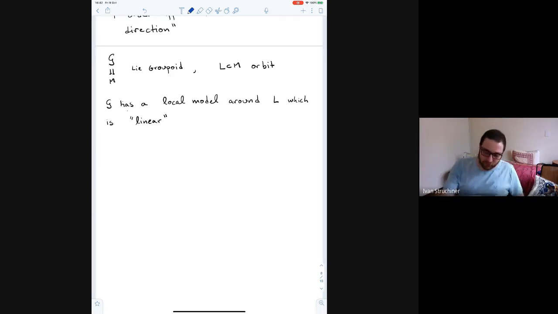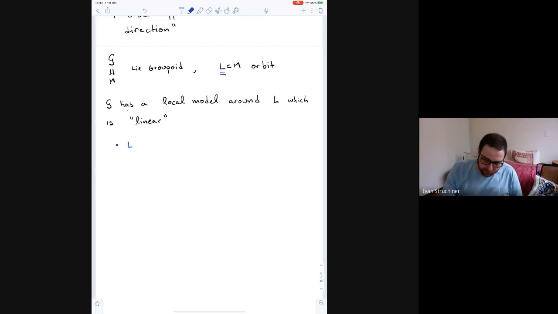So start with a Lie groupoid G over M. L is an orbit of your Lie groupoid, and then there's a local model around L. Thank you for turning your camera on, Marcus. That's very helpful. And it's something which is linear around L in the transverse direction to L. So how do you set this up?